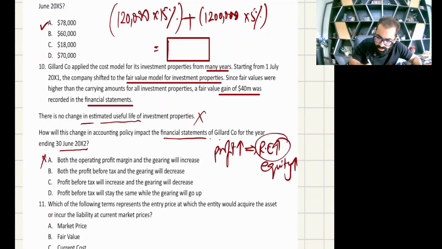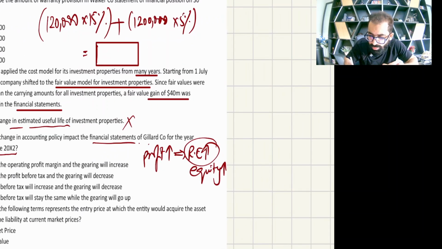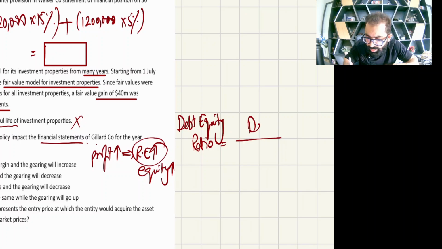So whenever your equity goes up, your gearing goes down. Hope you remember the gearing special formula, debt equity ratio. You remember this formula? Debt equity ratio is also gearing. So the formula is debt divided by equity into 100. Remember, this is the formula of gearing.